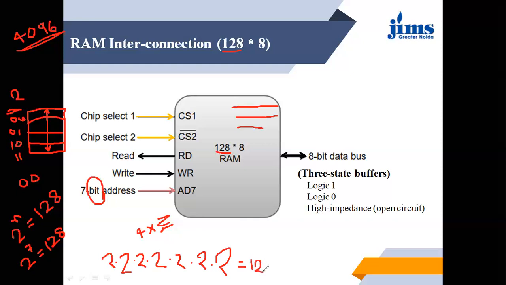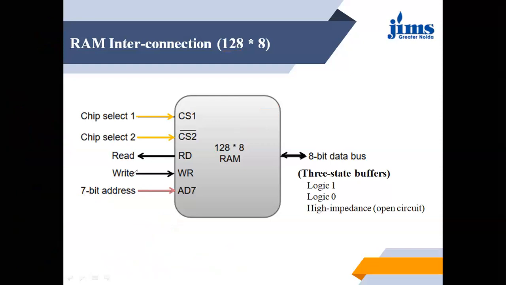So we need 7 address lines to represent 128 words in the memory. This is the reason that the size of the address bus is 7 bits. So we are using an address bus of 7 bits that represents the size of the memory.